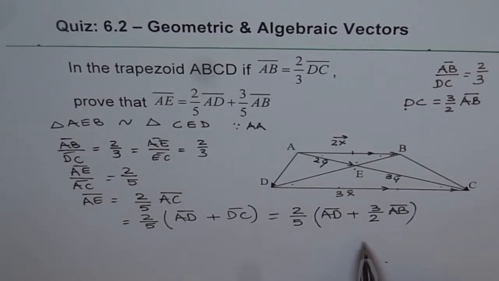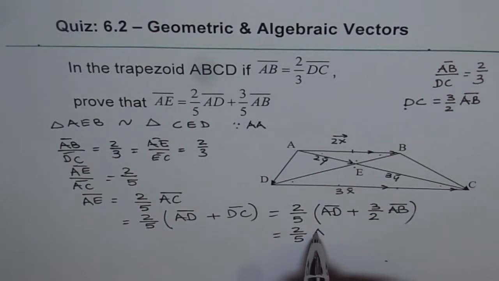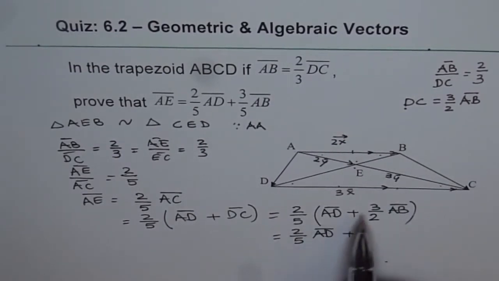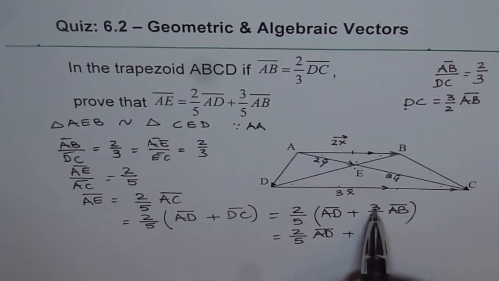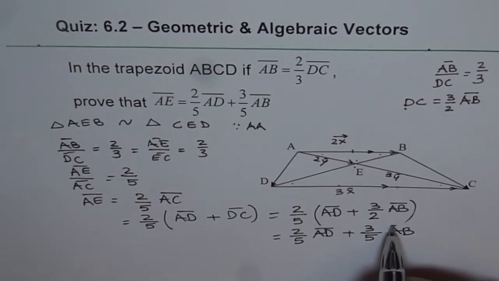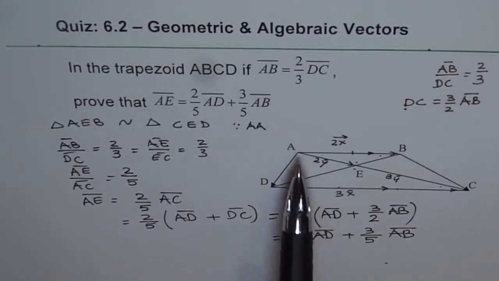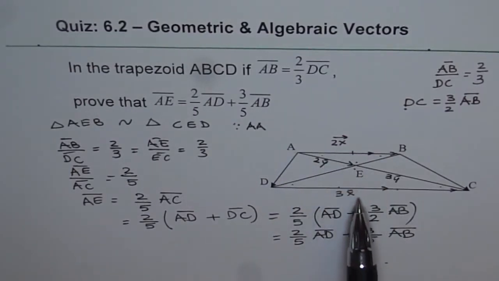Now if we open the bracket, what do we get? We have proved AE equals 2 over 5 of AD plus, when you multiply 2 over 5, the 2 will cancel, you get 3 over 5 of AB. Correct? So we get AE equals 2 over 5 of AD and 3 over 5 of AB. So we related this back to AB and got a result. I hope you understand and appreciate this, right?